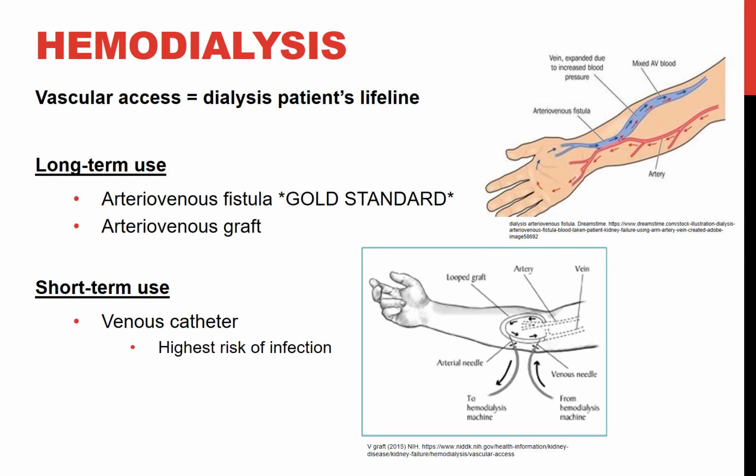In order to remove blood from the body, the patient will need vascular access. There are two types of long-term accesses, an arteriovenous fistula and an arteriovenous graft. An AV fistula is considered the gold standard access. It is created by surgically connecting a vein to an artery either in the upper arm or forearm. This connection allows for extra pressure and blood flow into the vein, making it big and strong. A large vein allows for easy and reliable access.